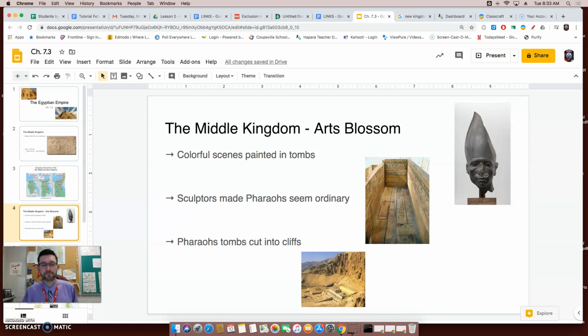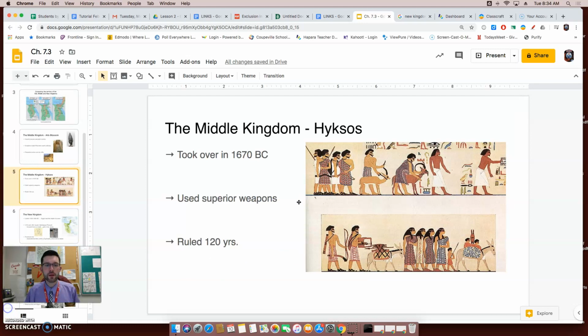It's a good question. Also, instead of being buried in these massive pyramids, they started being buried in these secret tombs built into cliffs, kind of a way to ensure that their mummies and their goods weren't stolen by thieves. Now, the end of the Middle Kingdom came in about 1670 when a group known as the Hyksos came and took over ancient Egypt and ruled instead of the Egyptian rulers.